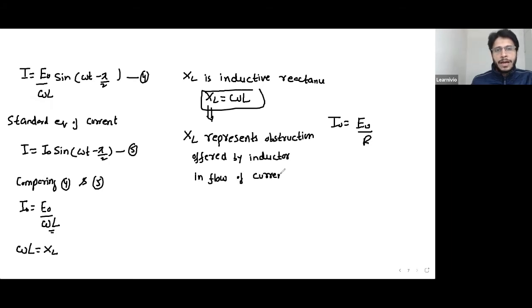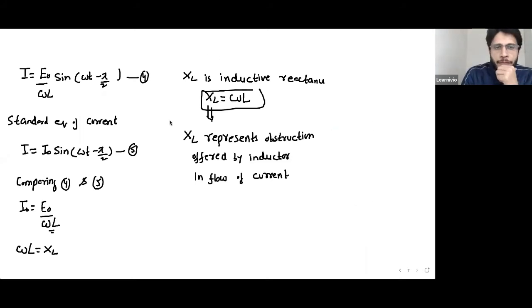Obstruction offered in the flow of current is given by XL. See, there is a difference between resistance and XL. These are analogs. Like in straight line motion, you use velocity; in rotation, you use angular velocity, right? In the same way, these are analogs.